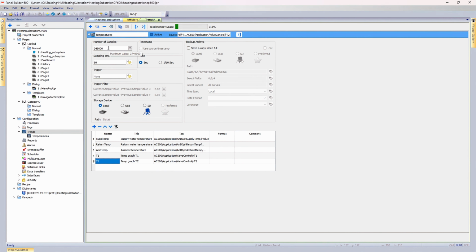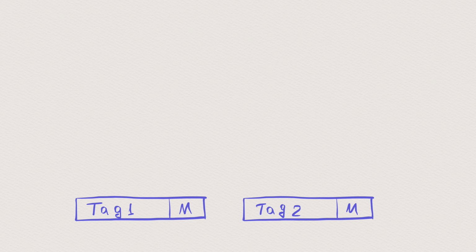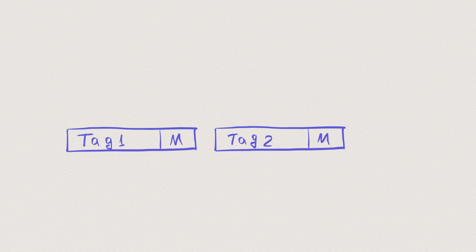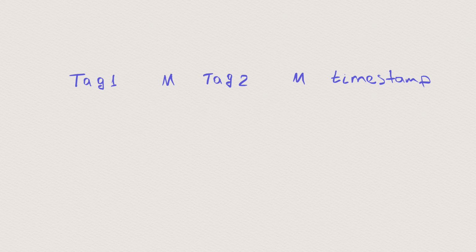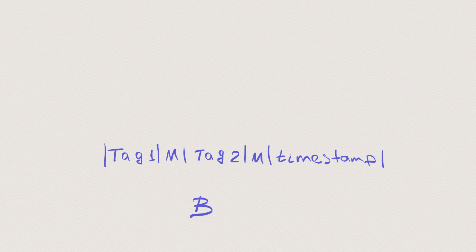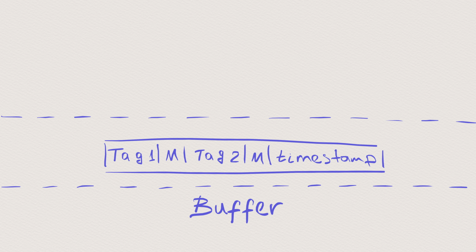The first parameter is number of samples. And here we need to talk about how the panel logs data in the first place. Essentially, it takes the value and metadata of each tag in your list, which takes exactly 9 bytes regardless of the data type, and pairs it with an 11-byte timestamp. It then saves the data into a trend buffer. That one piece of data is what we call a sample.